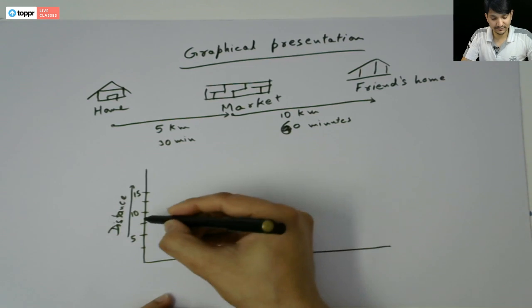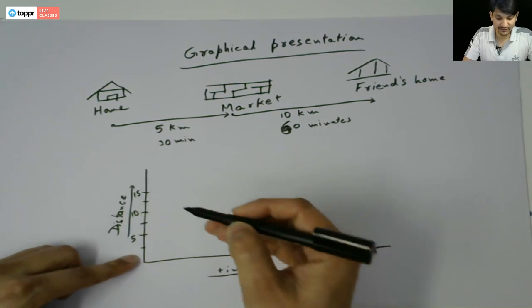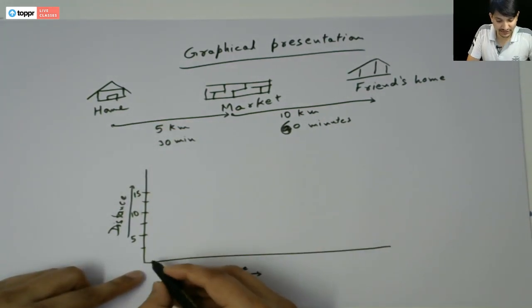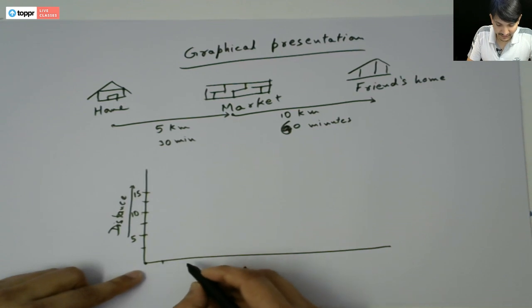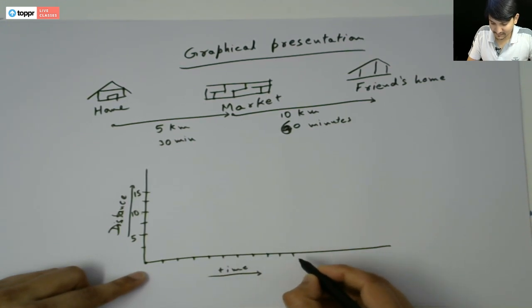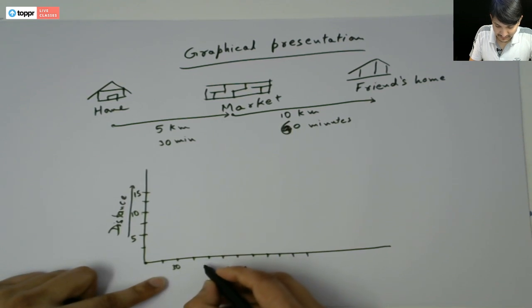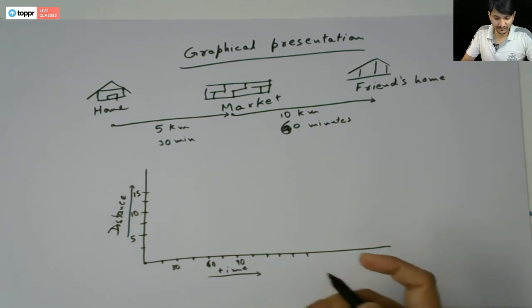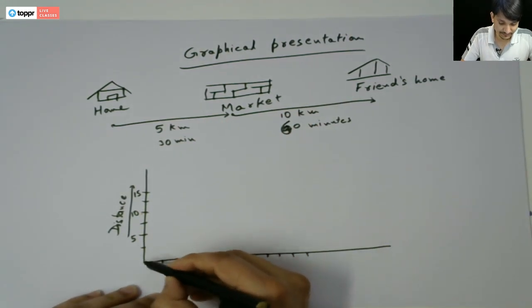All these markings here on the vertical axis are in kilometers. So 5 kilometers, 10 kilometers, and 15 kilometers. At time equals 0, I'm at my home. Let's mark our time as 15 minutes, 30 minutes, 1 hour, and again. It takes me 30 minutes to go from my home to my friend's home.